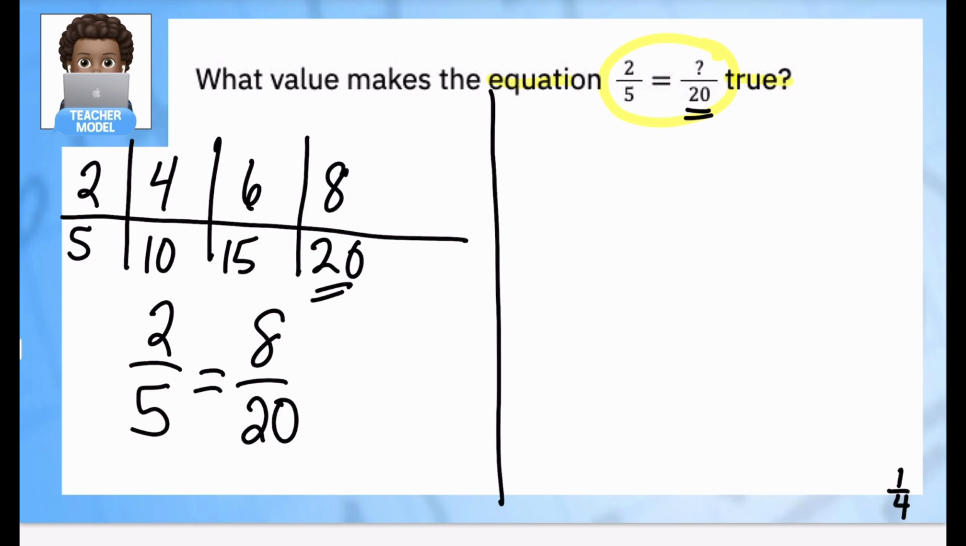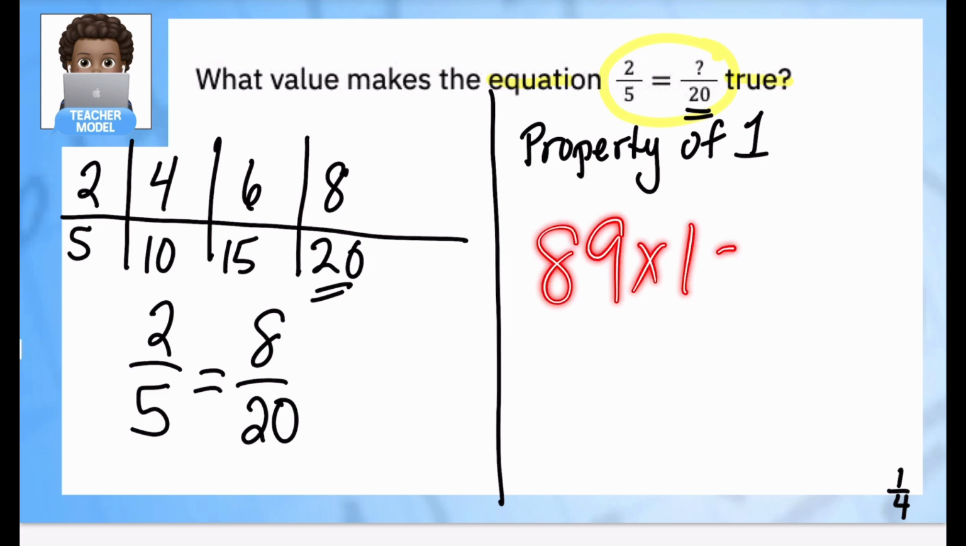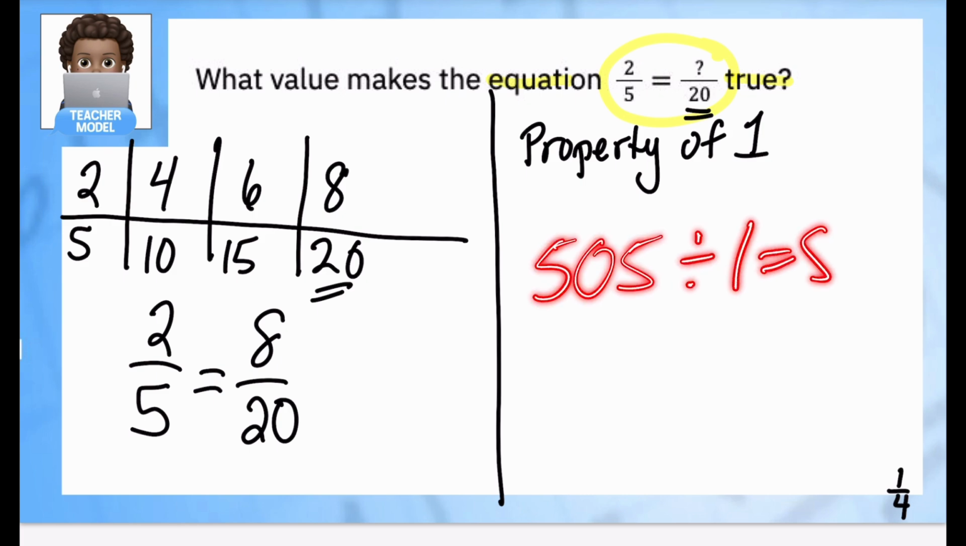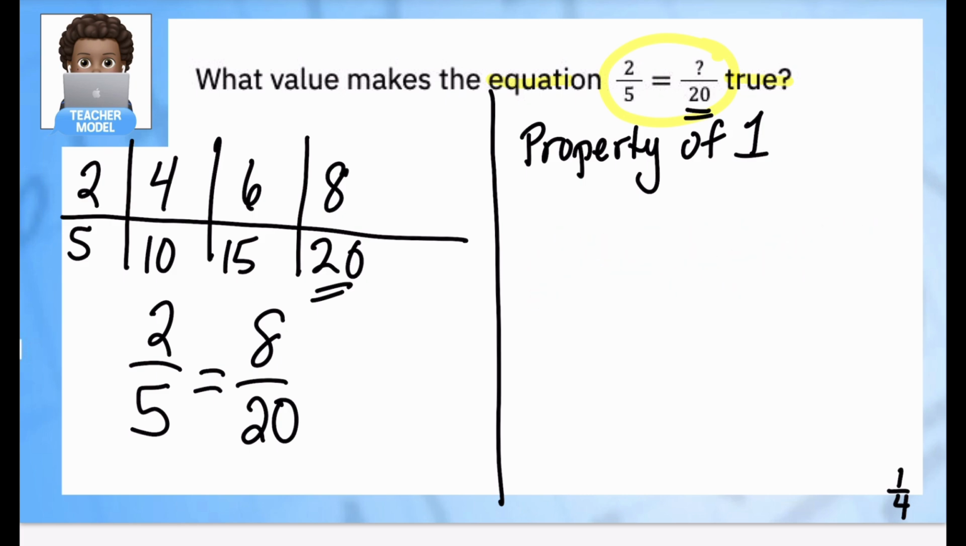And I'm going to show you a second method, and this method I call property of 1. And why? Because anytime we multiply or divide a number by 1, it doesn't change. So just think about it. If I did 3 times 1, I still get 3. If I did 89 times 1, I'd still get 89. If I did 505 divided by 1, I would still get 505. So property of 1 is a way of still having the same value.